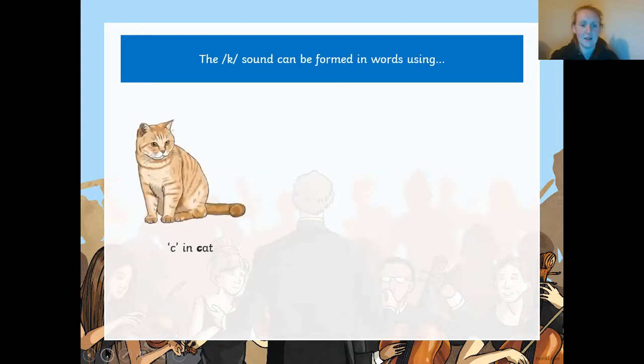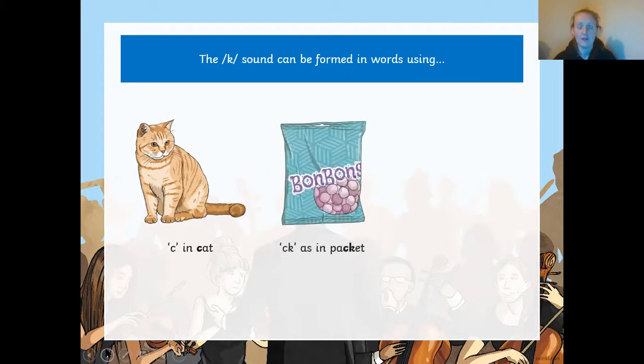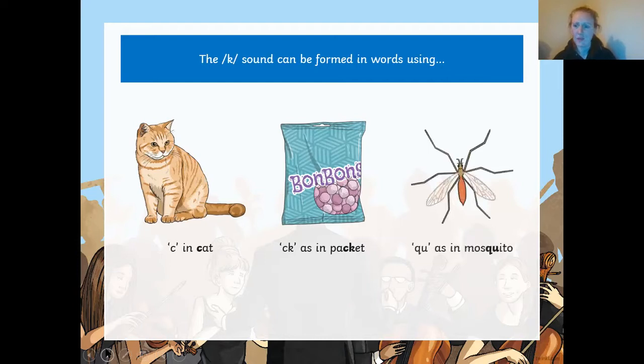The k sound can be formed in words in different ways. K as in cat, that's the letter C. C and K together make a digraph making the k sound, as in packet. And then we've also got the qu sound, which we learn in lower school, that Q and U together, the digraph makes qu, qu, qu. But sometimes it also makes the k sound.